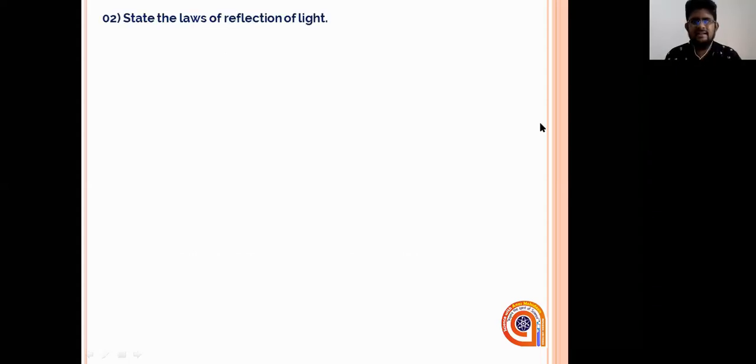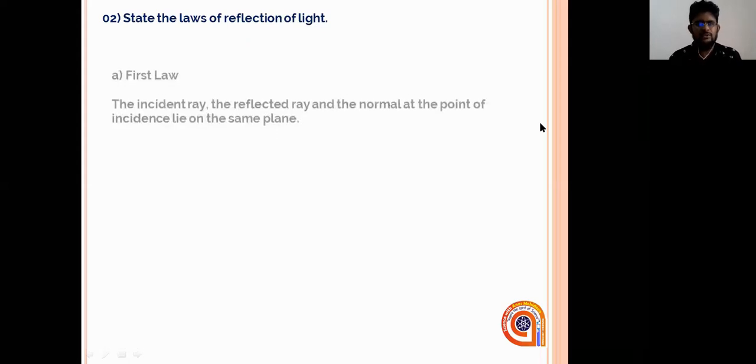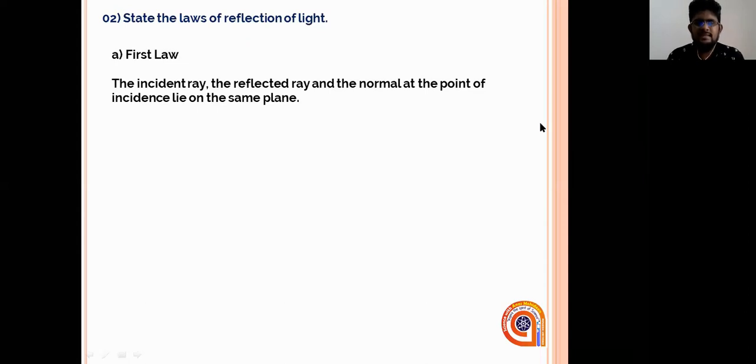Number 2, state the laws of reflection of light. So there are two laws. What are the two laws? First law says that the incident ray, the reflected ray, and the normal at the point of incidence lie on the same plane. That is something like when you are taking all three fingers like this, the incident ray, the reflected ray, and the normal at the point of incidence, all three will be on the same plane. Okay, that is the first law of reflection of light.